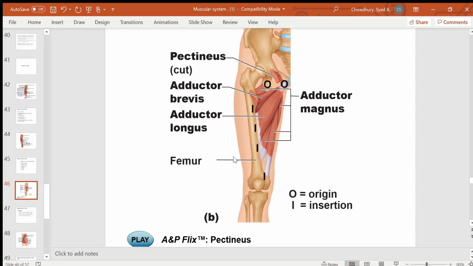Here you can see, if you remove some superficial muscles, this is actually the origin of pectineus. This is adductor magnus, this whole thing, and this is adductor longus. And this is adductor brevis. So adductor magnus, adductor longus, and adductor brevis all start with adductor, and two other muscles also cause adduction. One is pectineus, and another is gracilis. Okay, so those are the adductors.